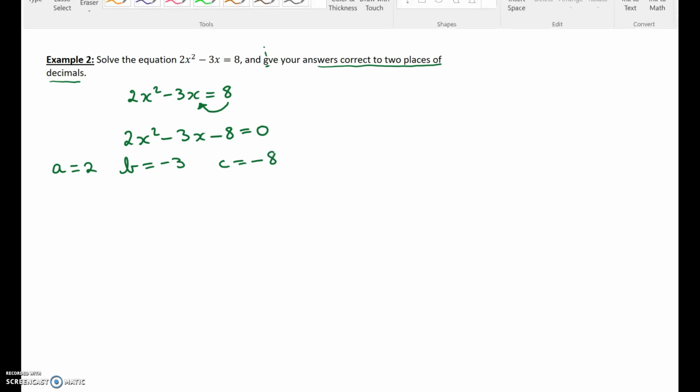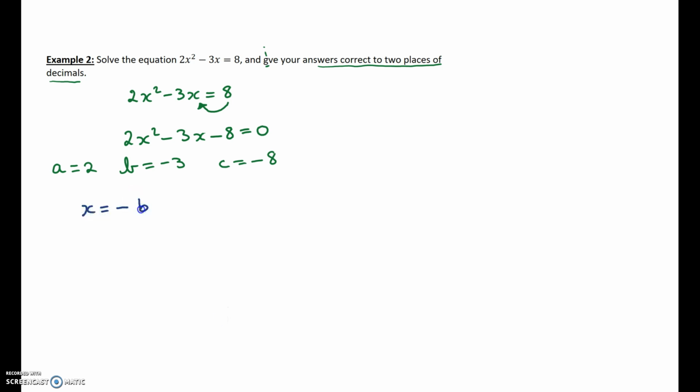The formula, which I'd encourage you to write out every single time you use it, is x equals minus b plus or minus the square root of b squared minus 4ac, all over 2a. Certainly you have to know this equation, and the simplest way to learn it is to write it out every time you use it.